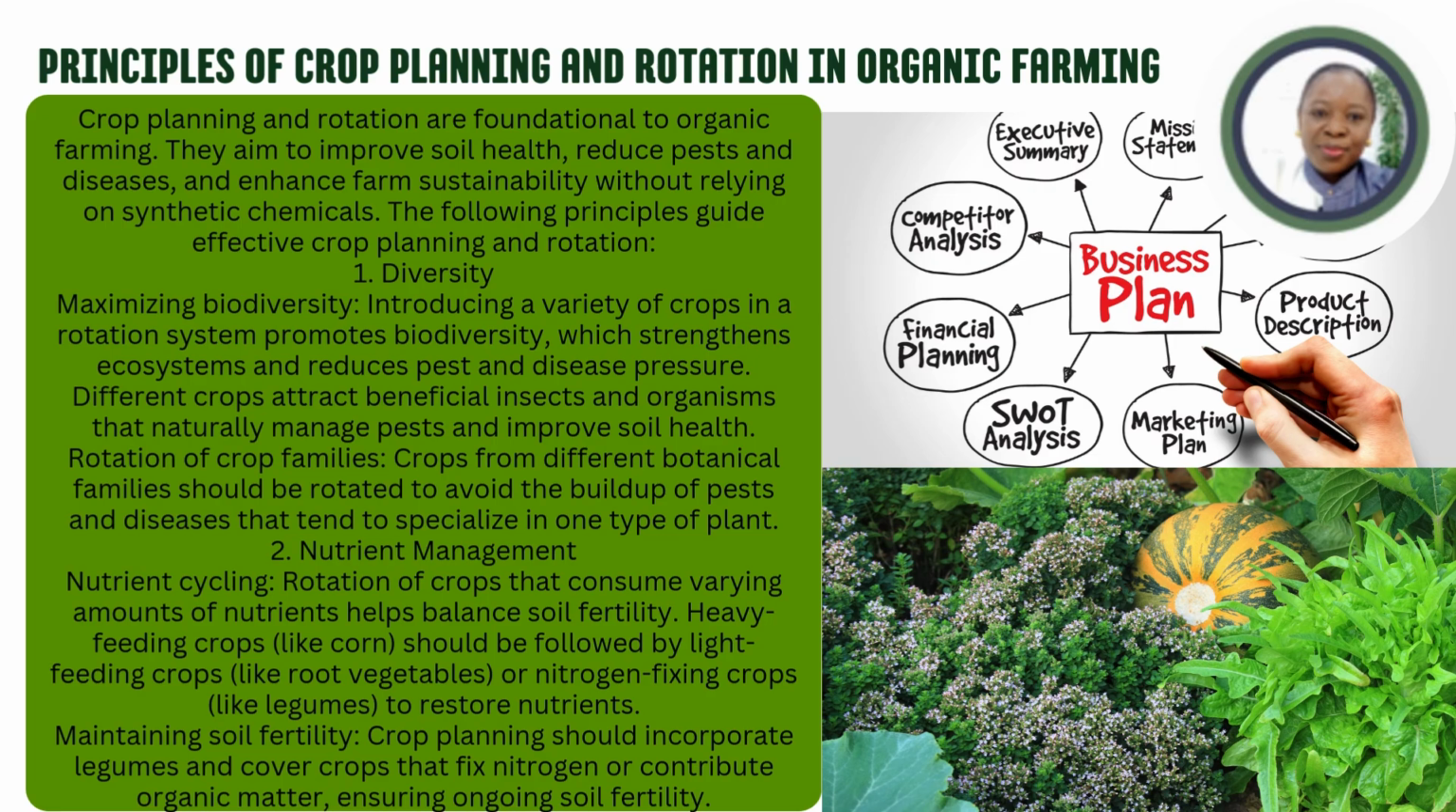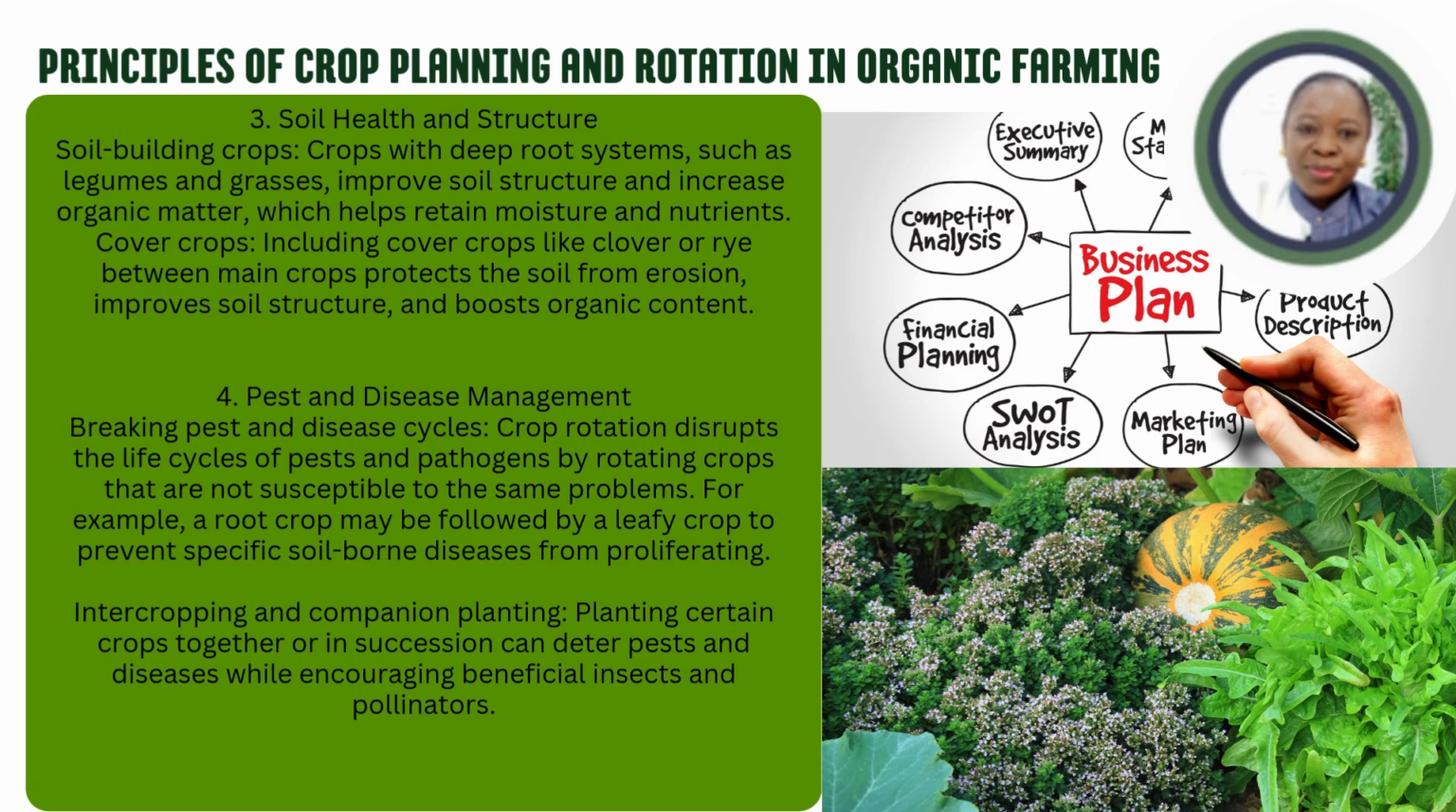2. Nutrient management. Nutrient cycling. Rotation of crops that consume varying amounts of nutrients helps balance soil fertility. Heavy feeding crops like corn should be followed by light feeding crops like root vegetables, or nitrogen fixing crops like legumes, to restore nutrients. Maintaining soil fertility. Crop planning should incorporate legumes and cover crops that fix nitrogen or contribute organic matter, ensuring ongoing soil fertility.